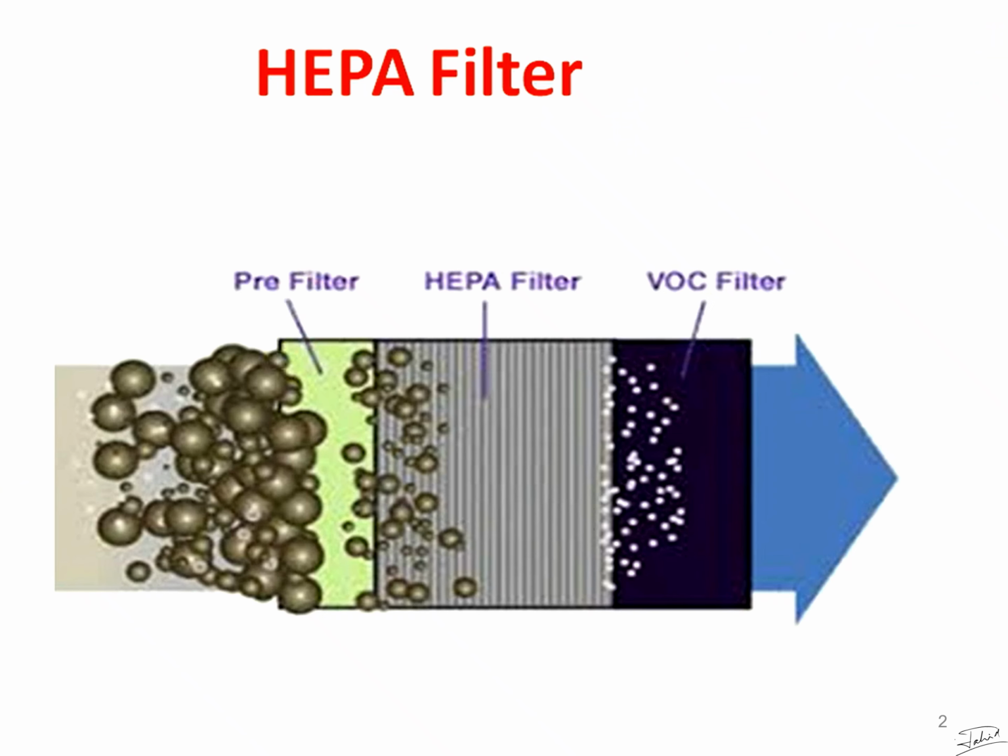So let's start. This is a HEPA filter. We have an air handling unit, and within the air handling unit, we have these HEPA filters. You can see how these dust particles are getting filtered within this HEPA filter. This is the pre-filter, this is the HEPA filter, and this is the VOG filter.